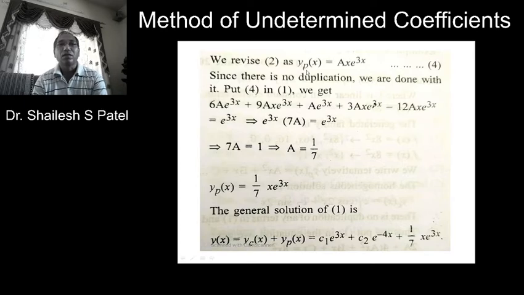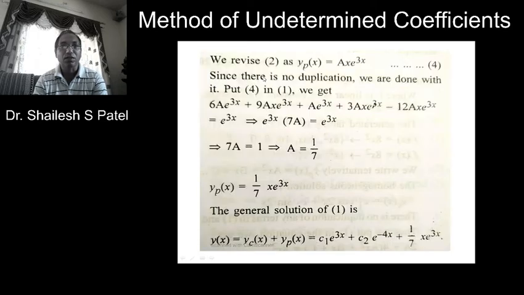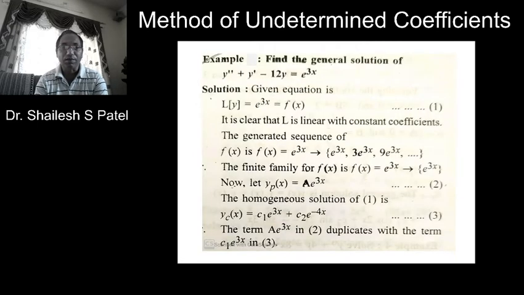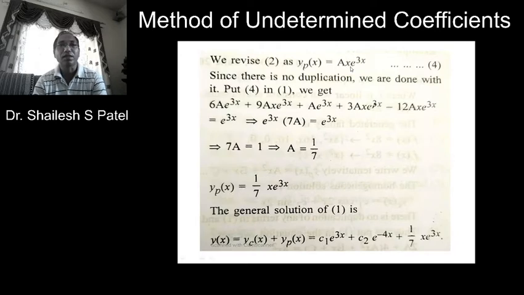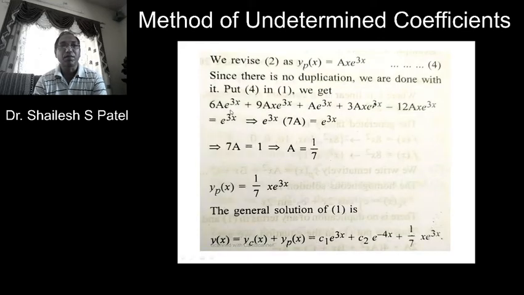Now to determine capital A, that is the constant, we substitute this value in the given equation. The given equation is y double dash plus y dash minus 12y equal to 0. That means find out its double derivative first. So the double derivative is this one. Then y dash is here, these two, and then plus minus 12y. Here y has the value A x e raised to 3x, and equal to e raised to 3x, which is given to us. Then simplify here.